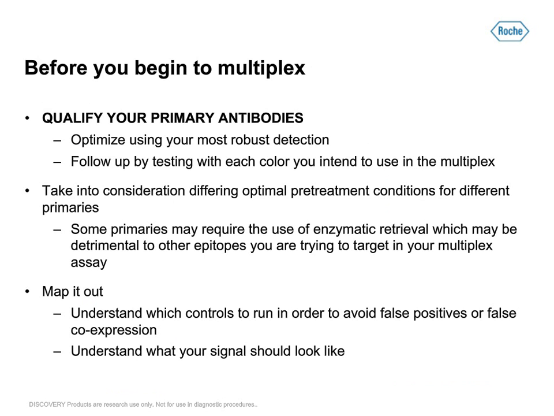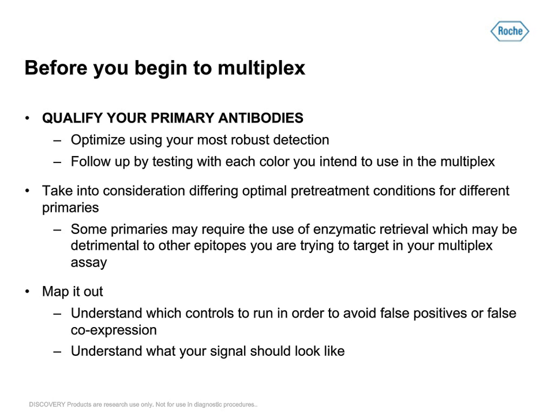Okay, so before you begin to multiplex, first and foremost, you should definitely optimize each one of your primary antibodies using your most robust detection. And typically this is DAB. And DAB is tried and true. It's the go-to detection that everybody goes to for a single IHC stain.